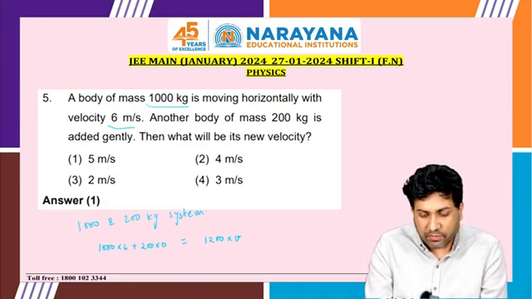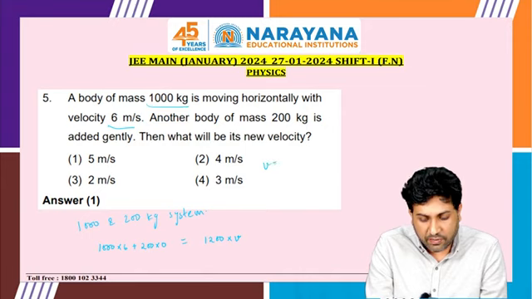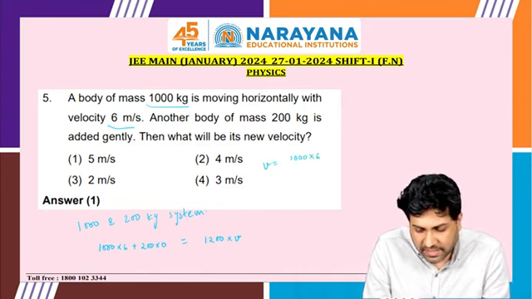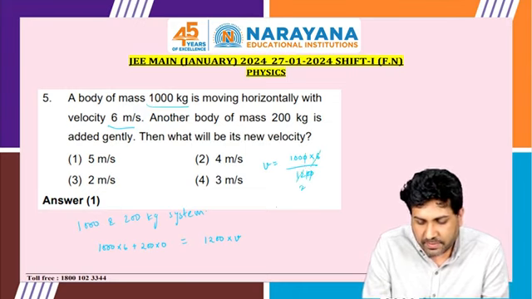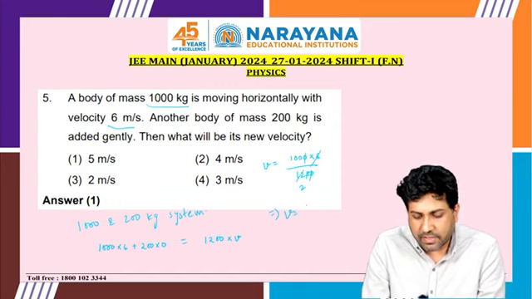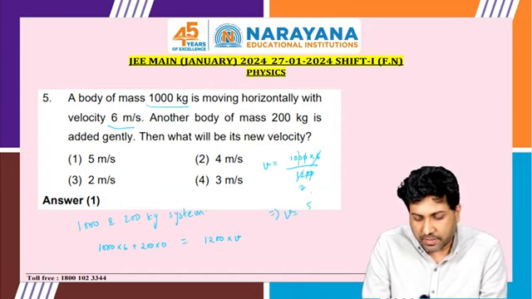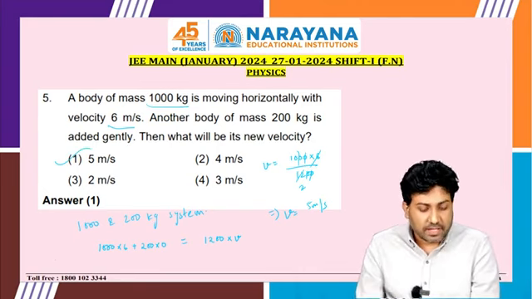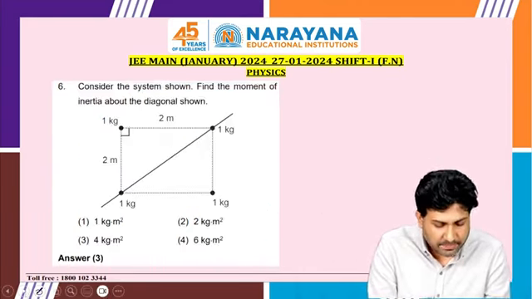So the new velocity v which we need to find out is v equals 1000 multiplied by 6 divided by 1200. So we will get v equals 5 meter per second. Okay, so the answer will be 1. Okay, let's move to the next question then.